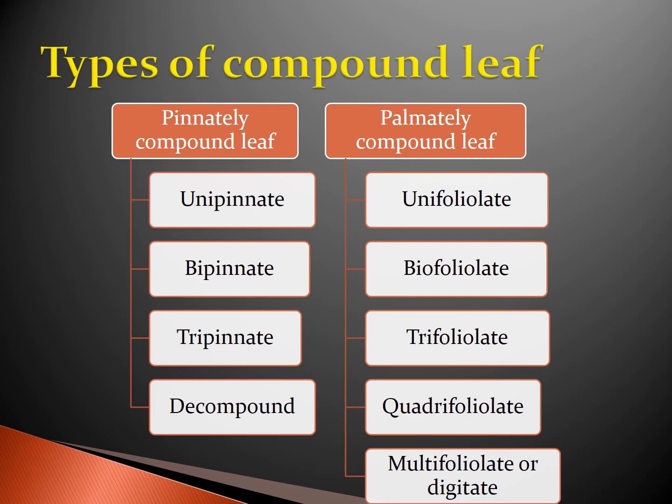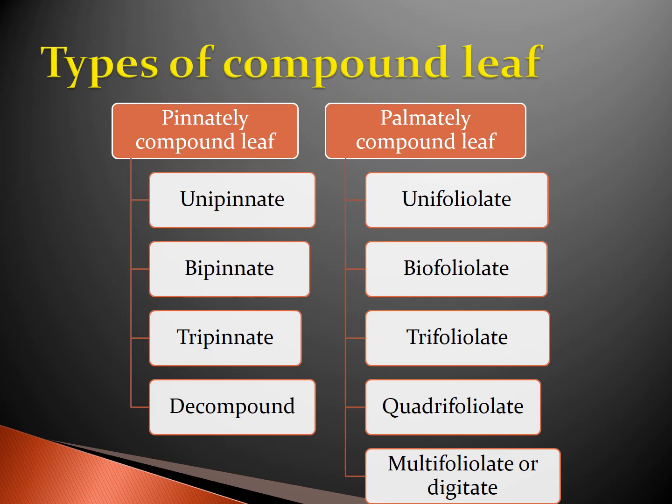Types of compound leaf: pinnately compound leaf and palmately compound leaf. Similarly, pinnately reticulate venation, pinnately parallel venation, palmately reticulate venation, palmately parallel venation. Similar words come again. So according to this name only, you can understand.